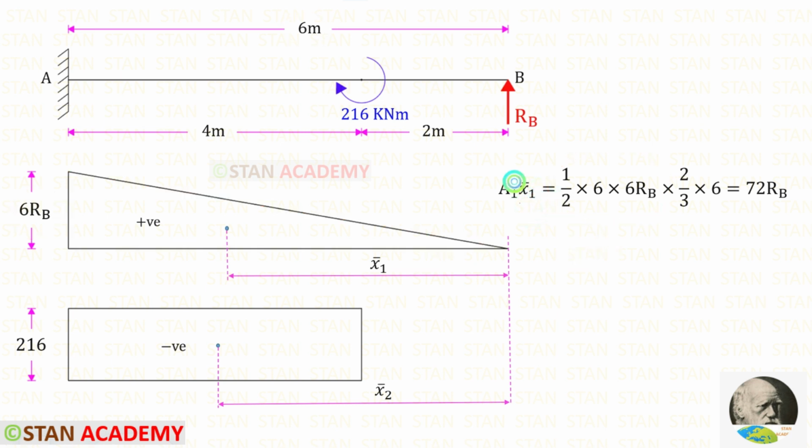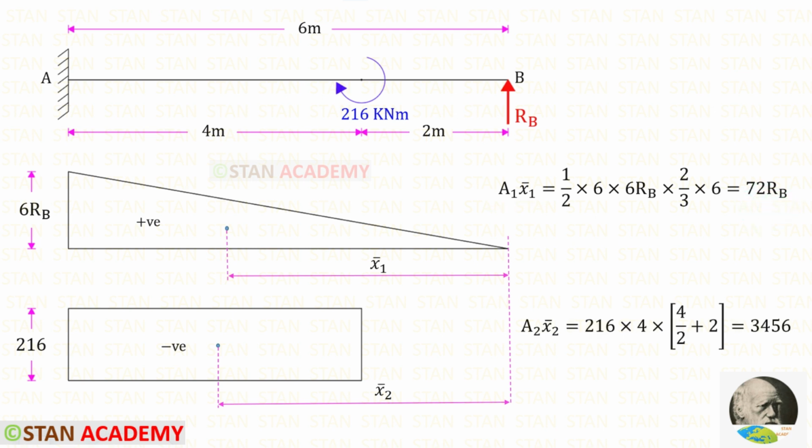Let us find x1 bar. For this triangle, we have to find the centroid distance about the right side, that is 2 upon 3 into breadth. Here the breadth is 6, so 2 upon 3 into 6. For area 1 x1 bar, we will get 72 RB.